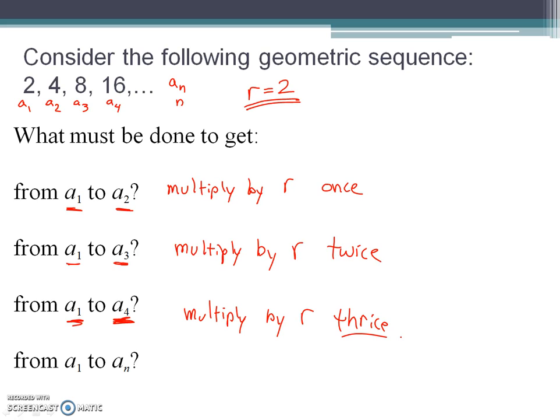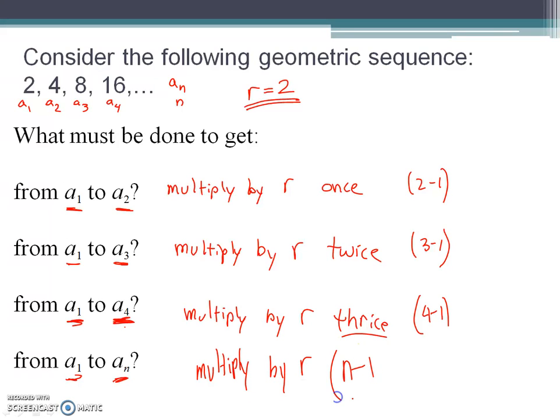Now, that said, check it out. To get to the second term, you're multiplying by r 1 time. To get to the third term, you're multiplying by r 2 times. To get to the fourth term, you're multiplying 3 times. So in other words, you're multiplying by r 2 minus 1 times, 3 minus 1 times, 4 minus 1 times. To get from the first term to the nth term, you're multiplying by r n minus 1 times. And understanding that and getting a little bit of an intuition for that is going to be instrumental in understanding where the next formula comes from.